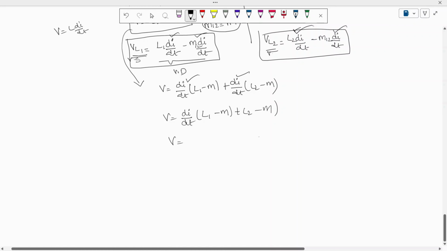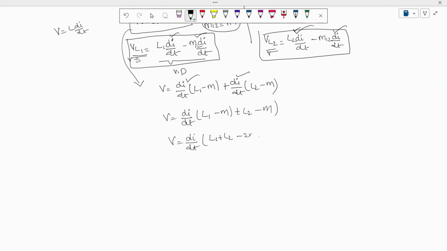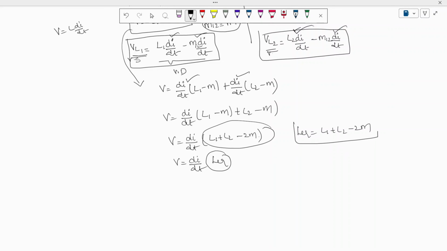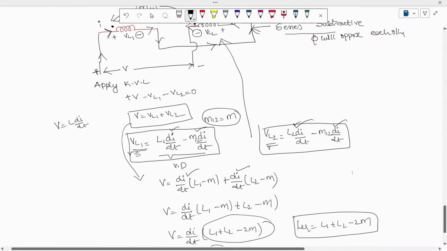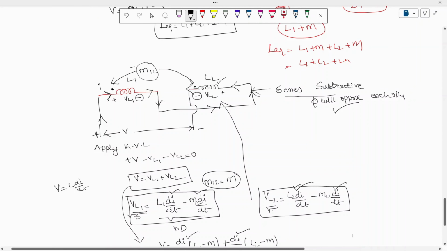Therefore V is equal to di by dt times L1 plus L2 minus 2M. So this is equal to the standard equation V is equal to L di by dt, where we are going to call this L equivalent. So the value of L equivalent is equal to L1 plus L2 minus 2M, which is the inductance value whenever the coils are connected in series subtractive.